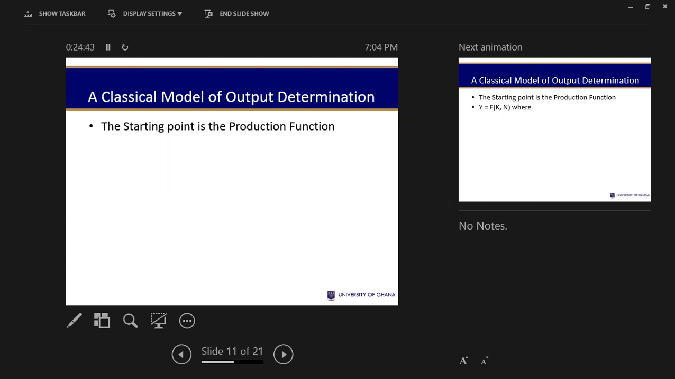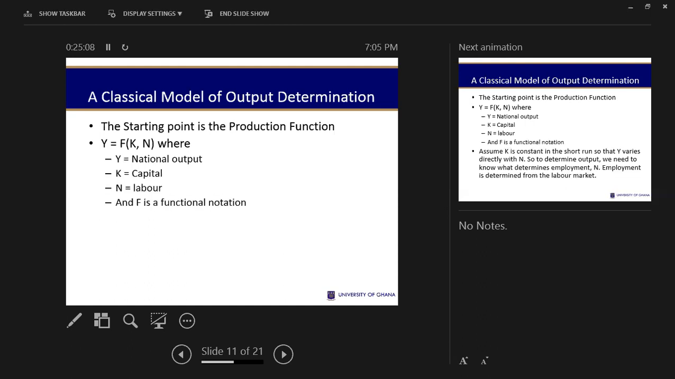Right, so we are taking this as a production function. Y is equal to f of K and N, where Y is what? National output. F is just a functional notation. And then K is capital, and N is what? Labor. Y is national output, K is capital, N is labor, and F is just a functional notation connecting the inputs and then the output.